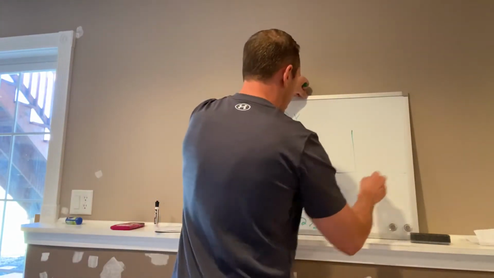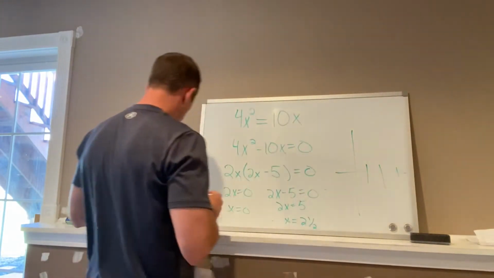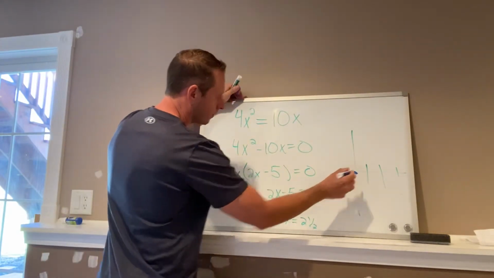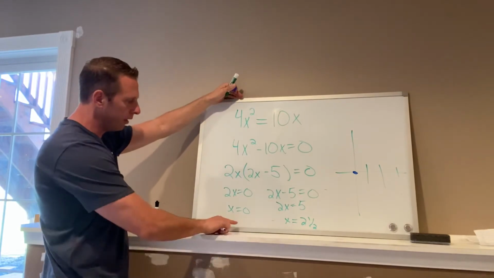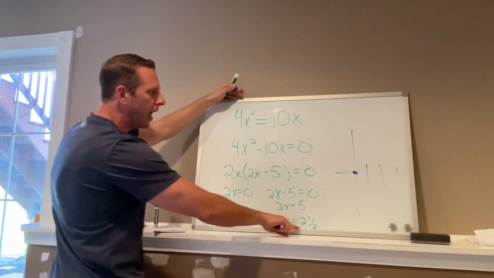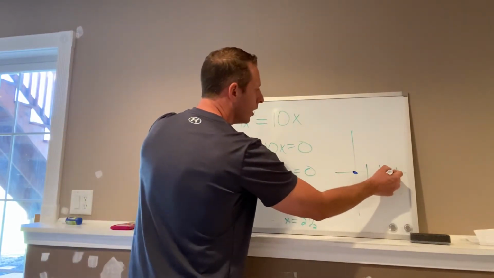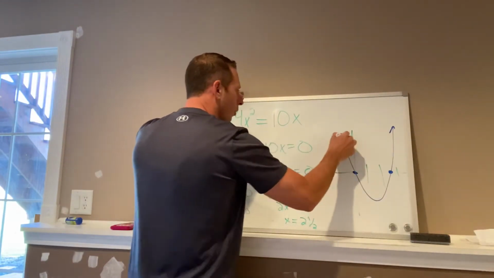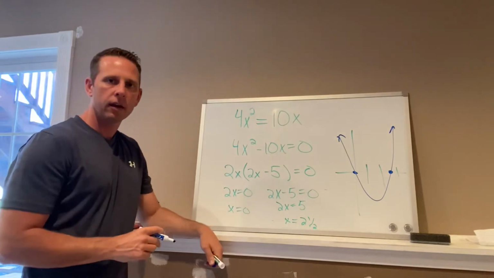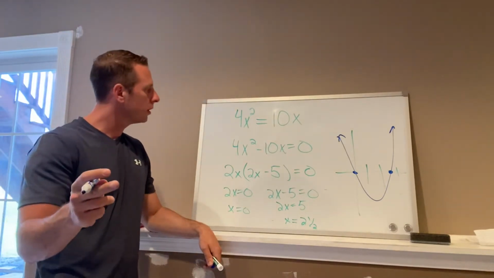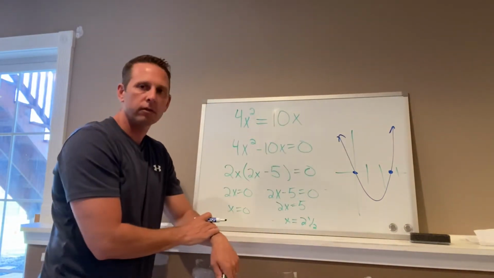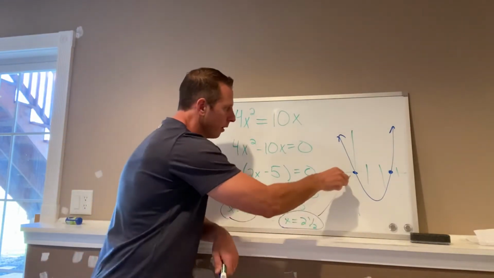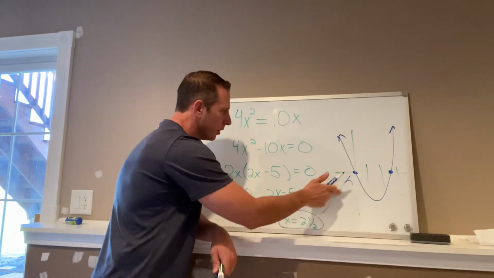We graph this parabola. We are going to have an x-intercept at 0 and another x-intercept at 2.5. And our parabola will look like that. Remember, the solutions are when y is equal to 0. They're the x-intercepts of our parabola. Whoops.